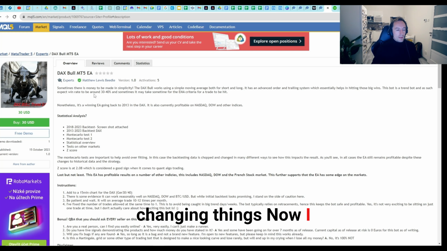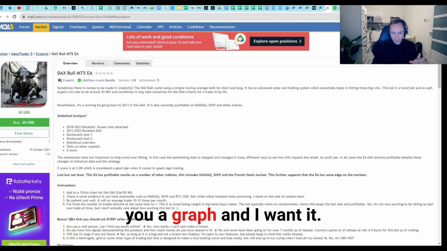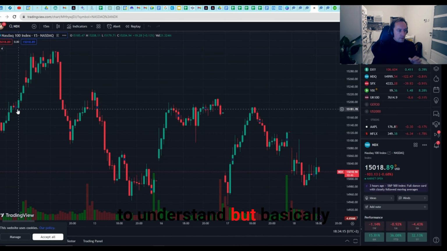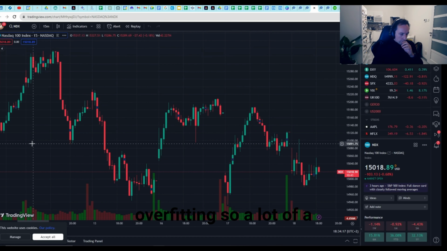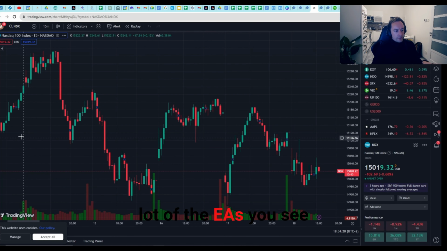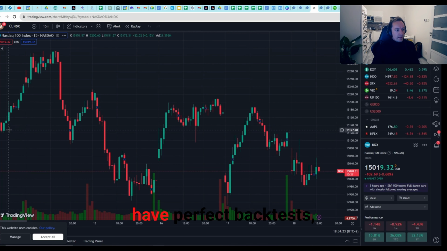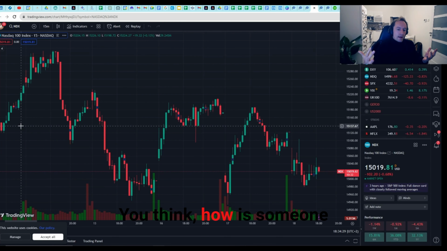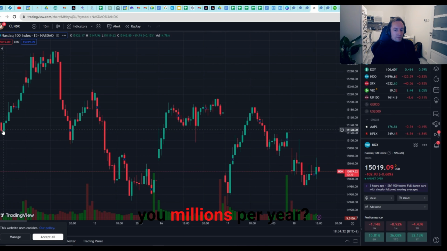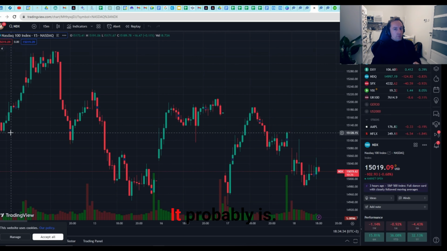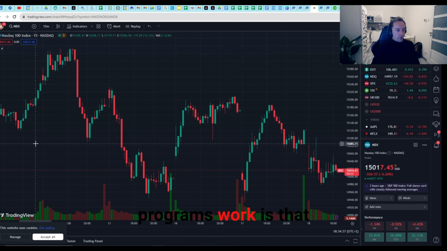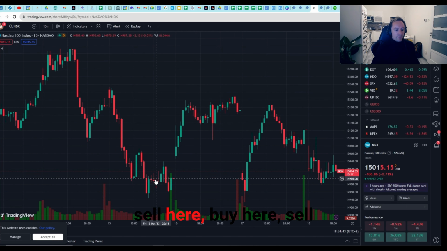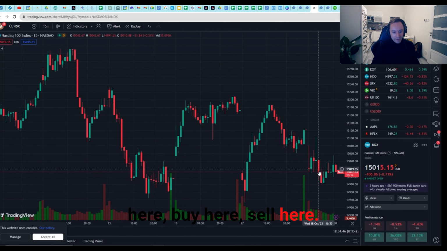Now, I'm going to show you a graph that might help to understand overfitting. A lot of the EAs you see on the store basically have perfect backtests. They just have a backtest that goes like this. And you think, how is someone selling something that is going to make you millions per year? The reality is, if it's too good to be true, it probably is. The way a lot of these programs work is that the EA will buy here, sell here, buy here, sell here, buy here, sell here.